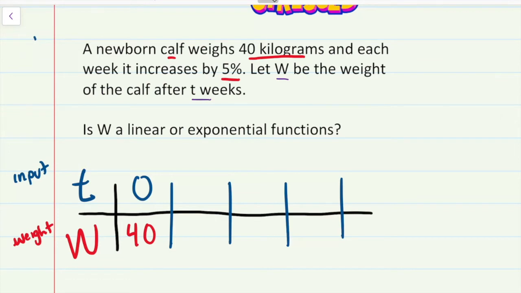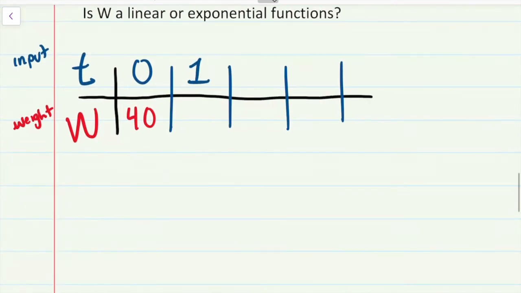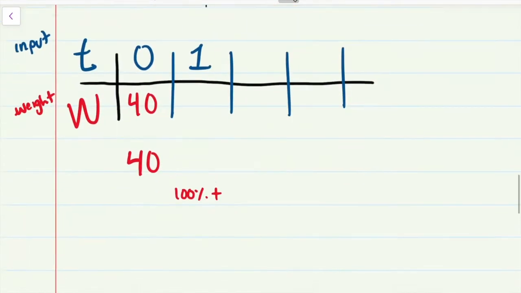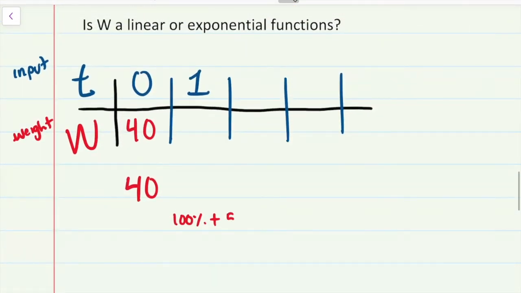Well, if 1 week passes, what's 5%? What's a 5% increase? Well, let's think about it this way. We have 40 right now, and we want to get 100% because of its original weight plus an extra 5%. So in reality, we want to know what's 105% of 40, the original amount plus a 5% increase.